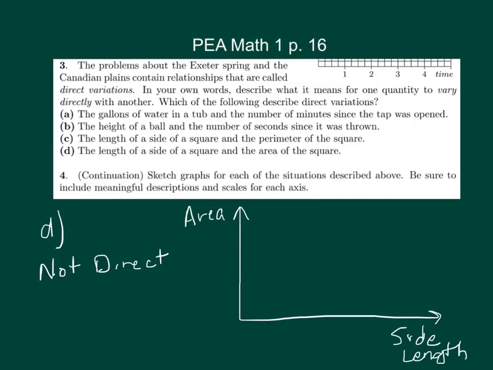But you're right, as I start, I could do a t-table for this if I wanted to. Side length, area. Side length 0, area 0. Side length 1, 1 squared is 1. Side length 2, 2 squared is 4. Side length 3, area is 9. So this graph is going to look something like that. So it's curving, it's not a direct variation.